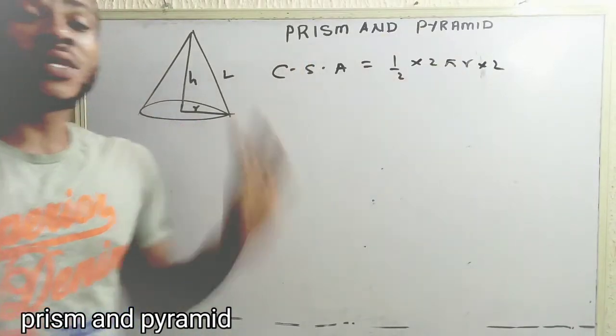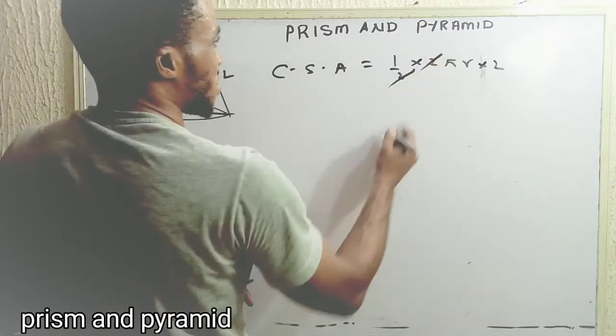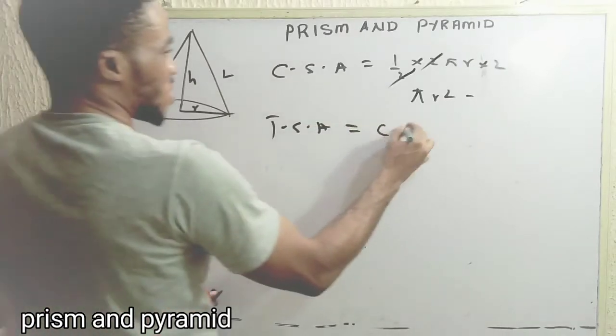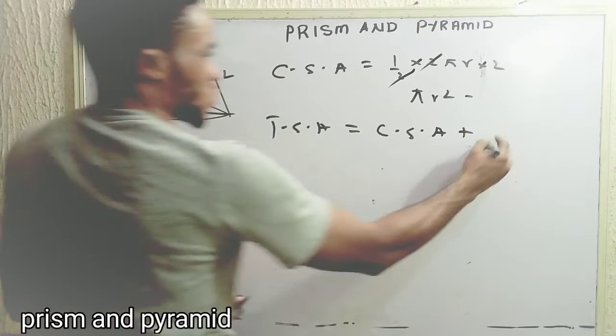Remember, in a pyramid, it's only when you're looking for the volume that you make use of the vertical height. If it's not volume, please don't make use of the vertical height. So I have this will cancel this thing. I have pi rl as the curved surface area. Then for the total surface area, it's normally given as what? The curved surface area plus the area of the bottom, which is what?